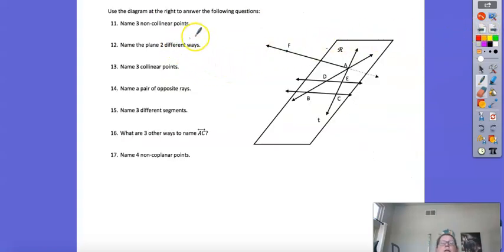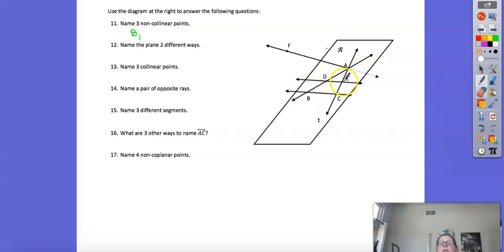Okay, 3 non-collinear points. That means I have to have 3 points that do not live on the same line. Okay, let's see. I got to have 3 of them that do not live on the same line. Well, if I picked B, then I can no longer include D or A because those would be on the same line.